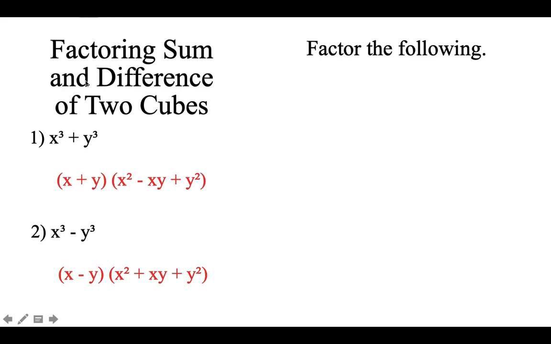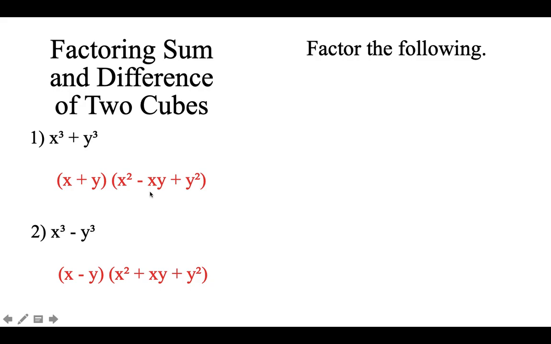Okay. So we have two situations: the difference and the sum of two cubes. The first example is the sum of two cubes. Example number 2 is the difference of two cubes. If it is the sum of two cubes, the factors look like this, a binomial and a trinomial.